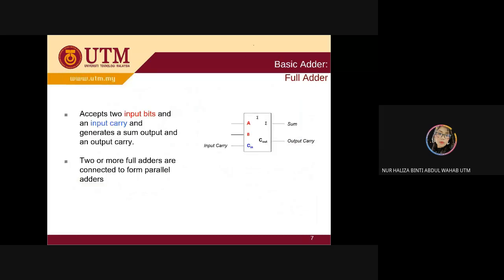So instead of only having the half adder, you're going to see there is also a full adder, and the circuit will be totally different also. You can see there are inputs, but now there is an extra one. Last time we had only A and B, 2 input bits, and now there is an extra, which is the carry input, and it's going to generate the output of sum and carry out.